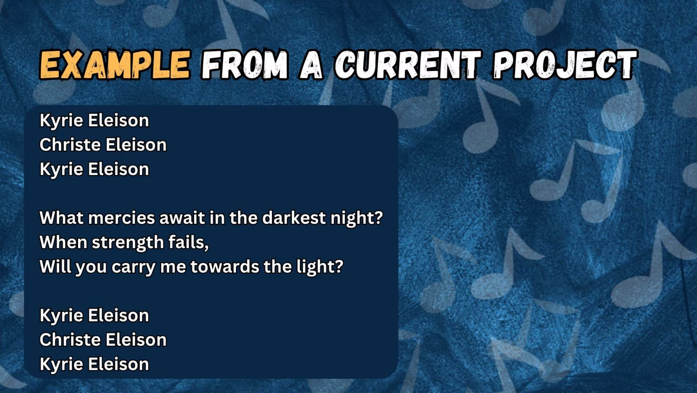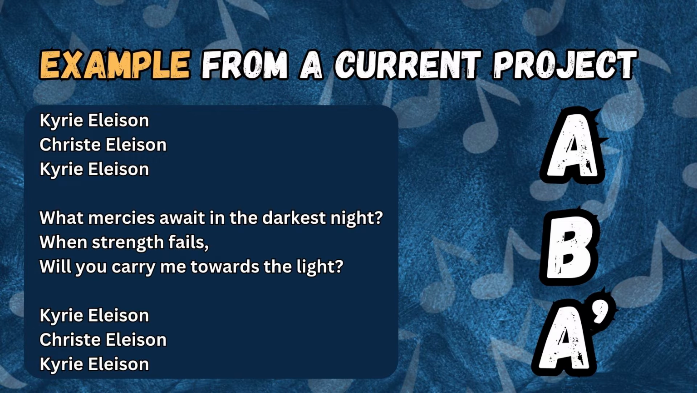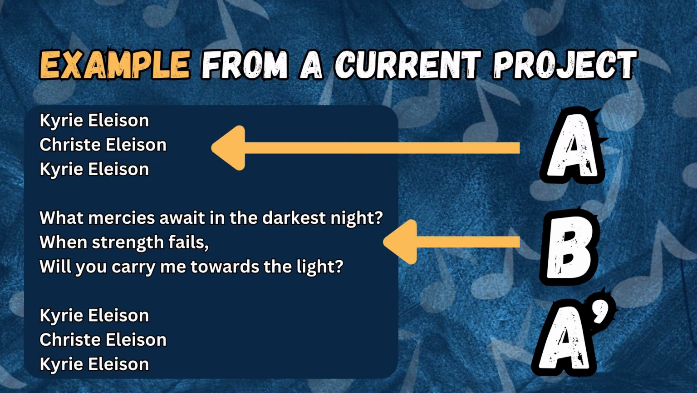Now, my librettist has been generous enough to give me a bit of leeway with the lyrics. He's allowing me to make subtle changes so long as I keep to the spirit of the words. So, with this in mind, I decided to work with a simple ABA structure. I need to write an A theme for the first stanza, the Kyrie Christe Kyrie. And I need to create a B theme for the second stanza, the What mercies await in the darkest night. But since the third stanza repeats the original lyrics, I can just return to the A theme again, maybe this time with a few changes here and there to keep things interesting.